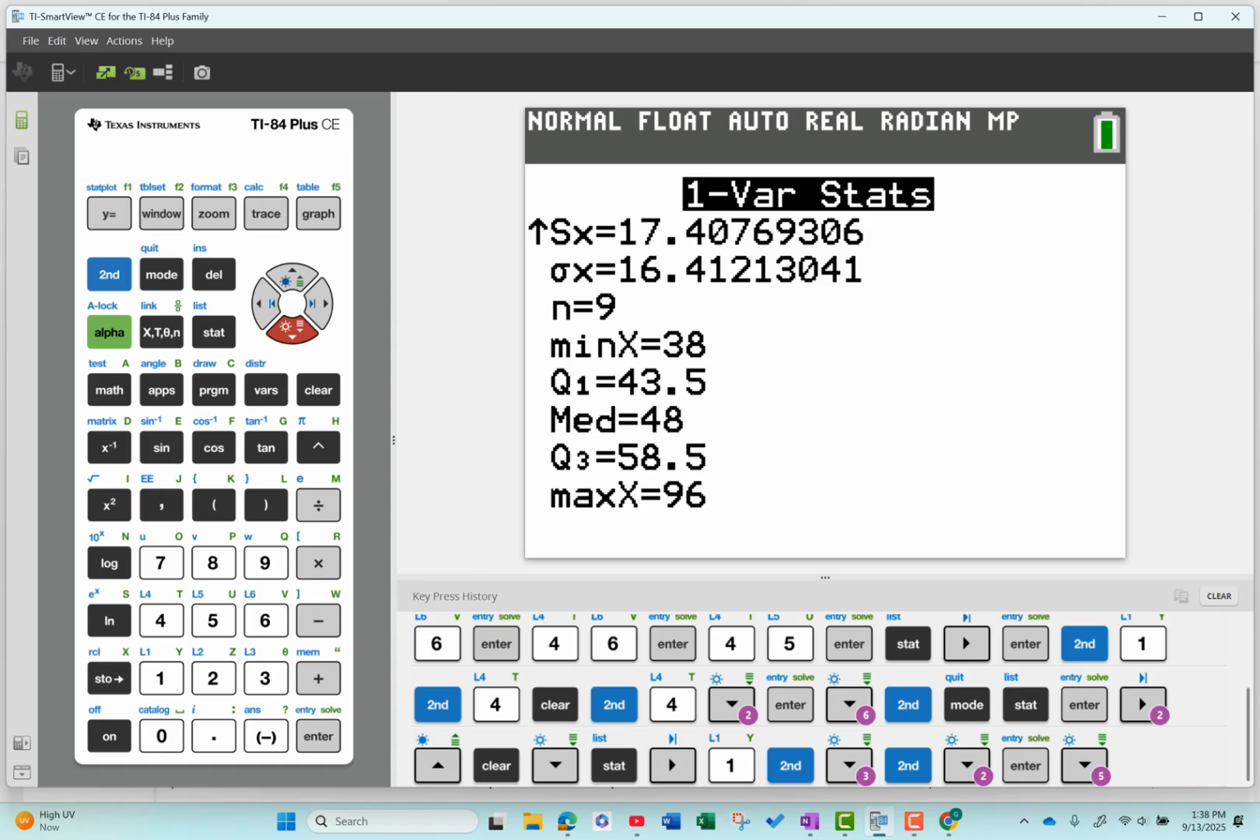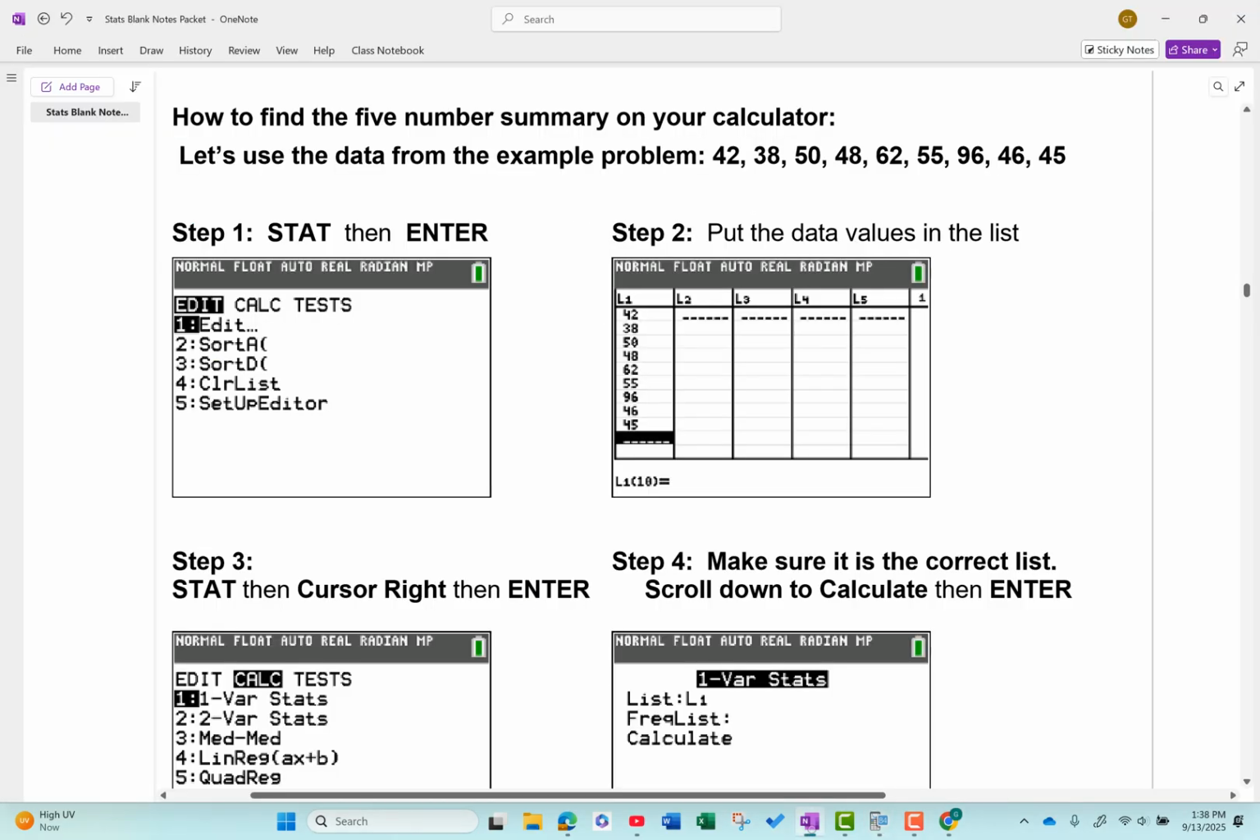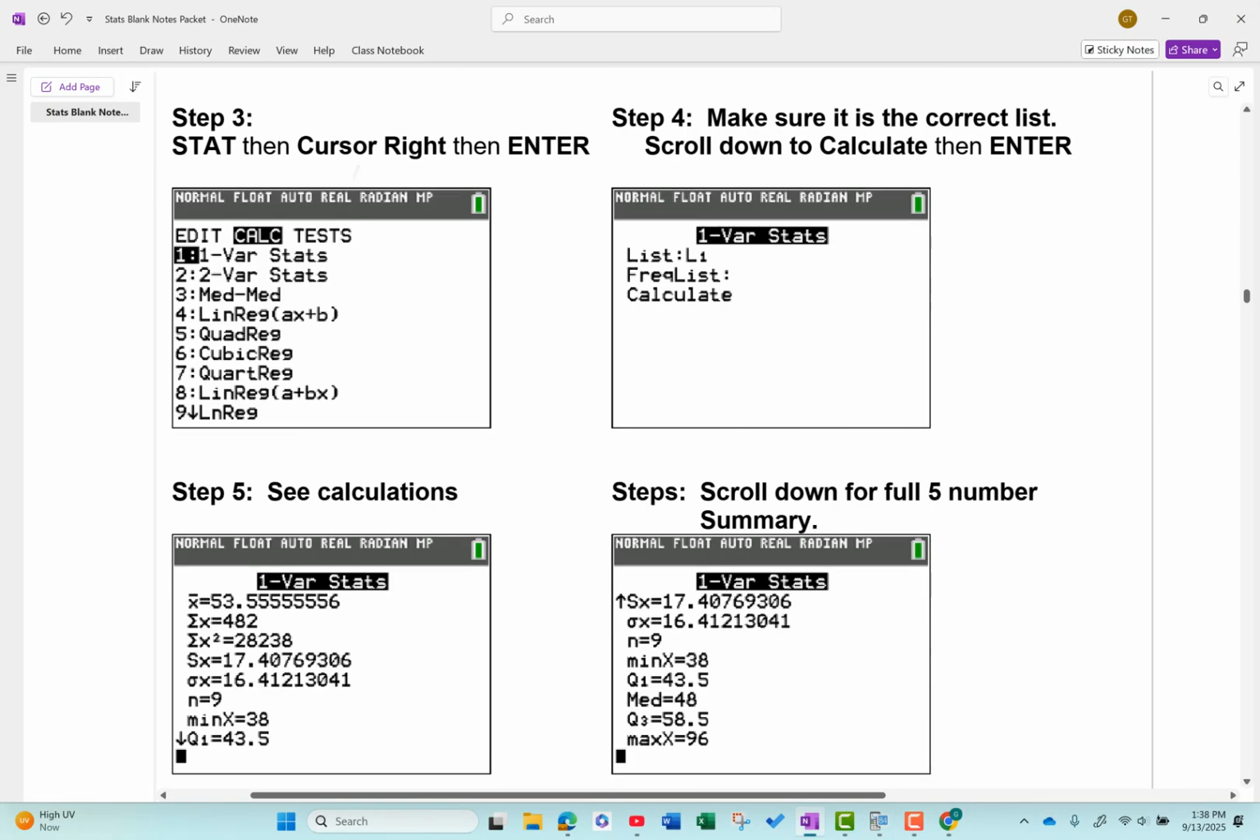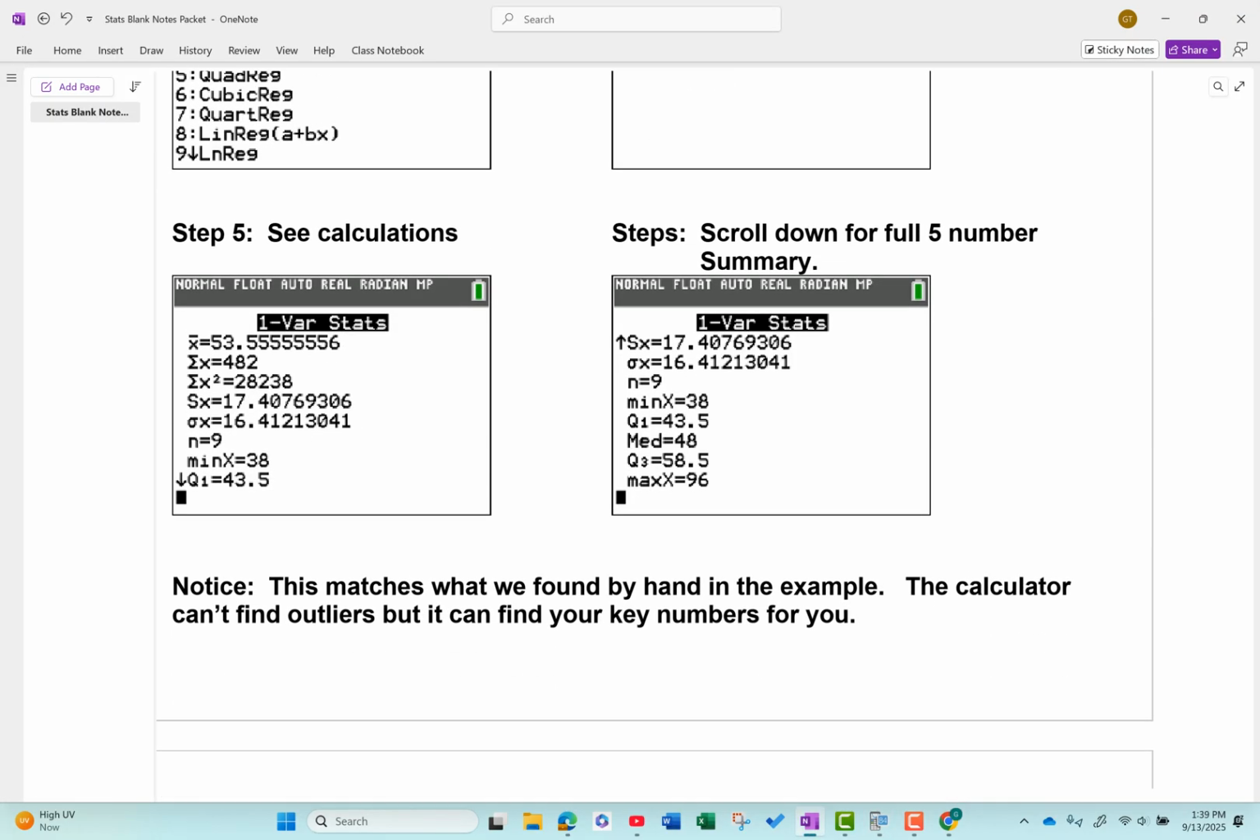All right, so let's go back to our notes. We'll do one practice together. So I want to make sure that that is clear. All right, so just as a highlight, this is my 5-number summary.